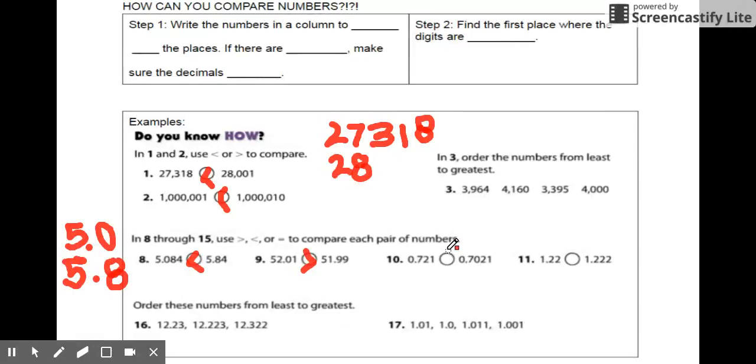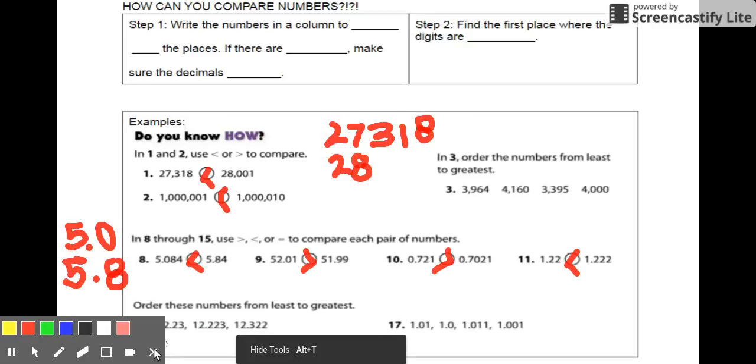Okay, so you should end up with this, and then over here. On number 11, they're the same until you get to this 2 in the third spot over, and then in the third spot over on this one, you would have to plug in a 0, which means this number is bigger. On 16 and 17, order the numbers from least to greatest.